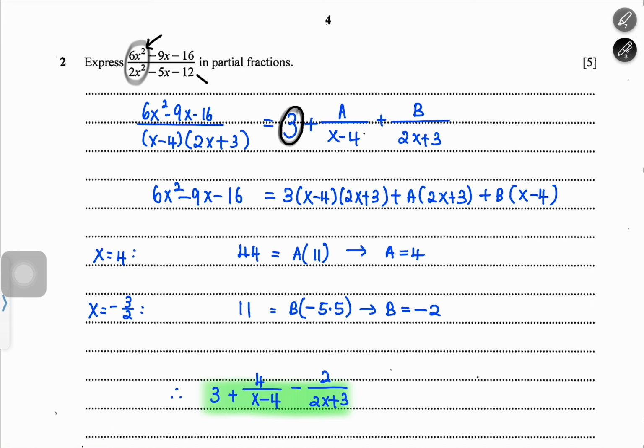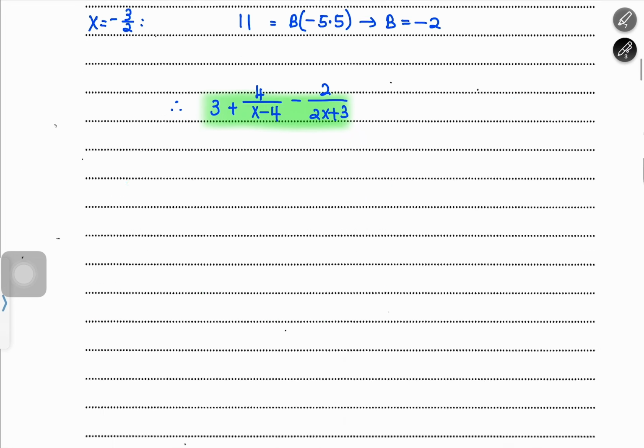You will take the denominator and of course factorize, and both are linear factors. Therefore, you will create a constant a and a constant b on top. Rearrange, and you should be able to get this solution.